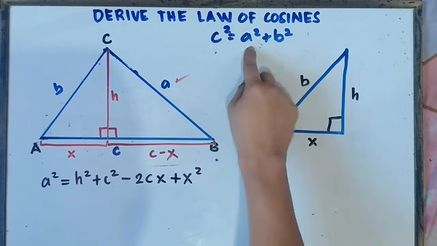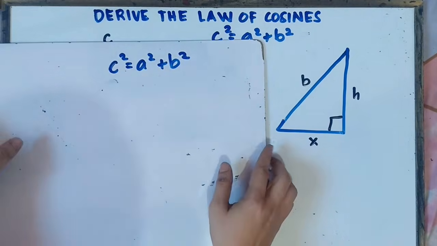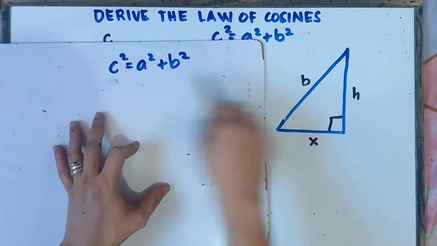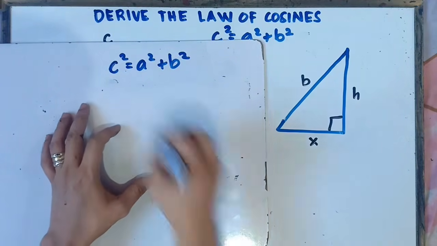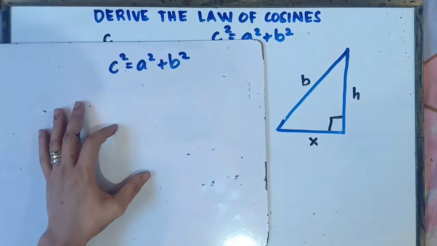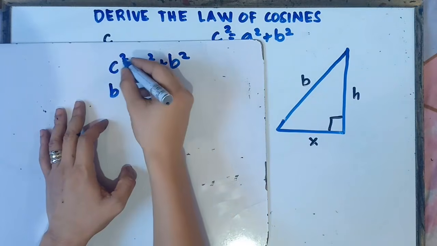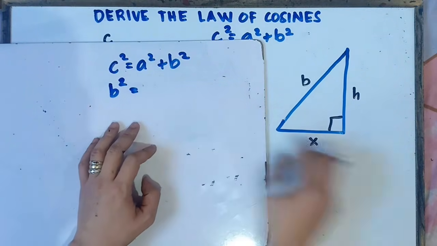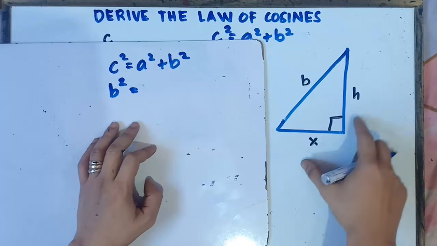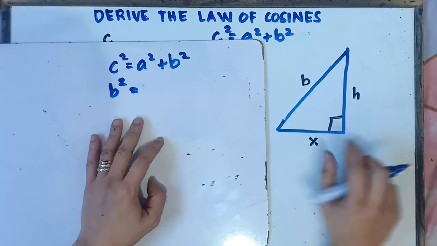So c squared is equal to a squared plus b squared. Alright, so c is always the longest side. So therefore, c will be b. So this is b. So b, and then do not forget squared, is equal to a. It could be h or it could be x. It's up to you, class. Which do you prefer? So let's have this one.